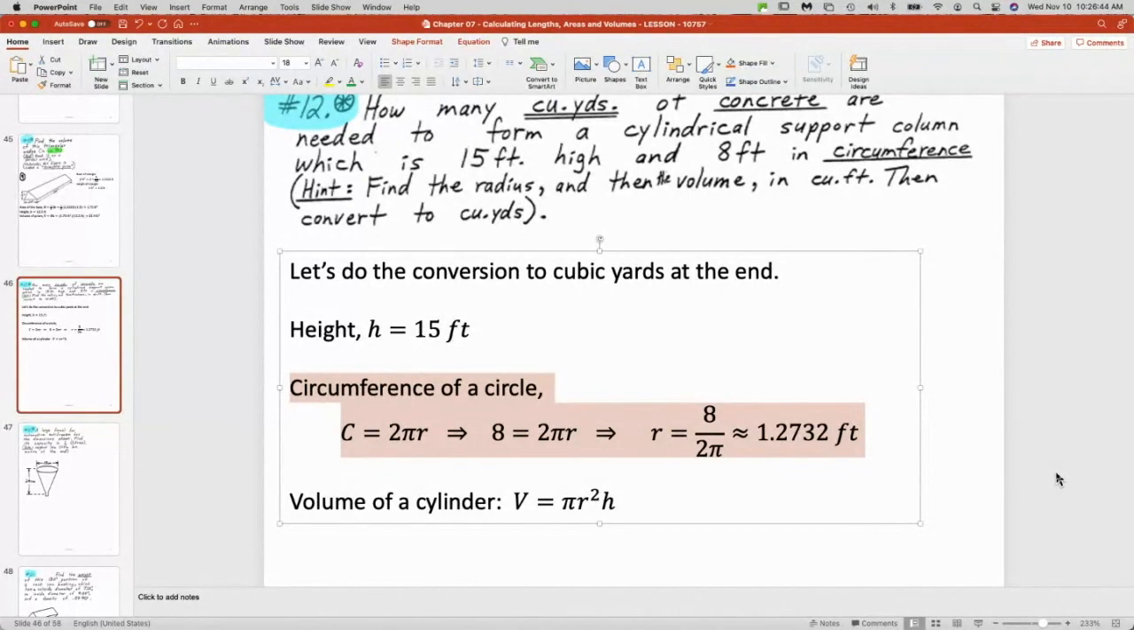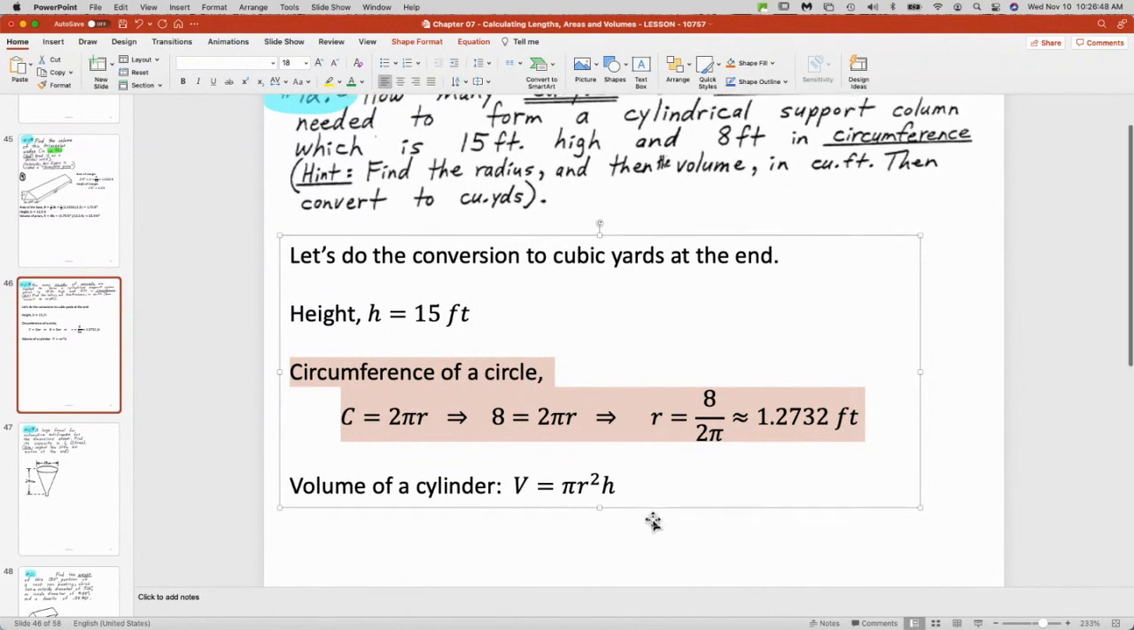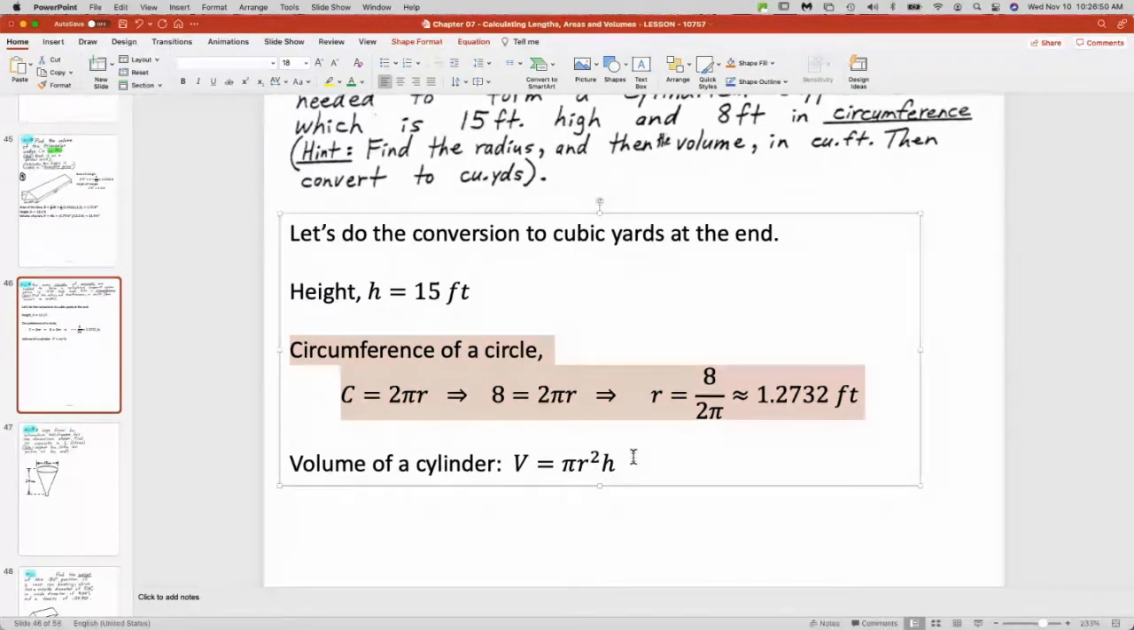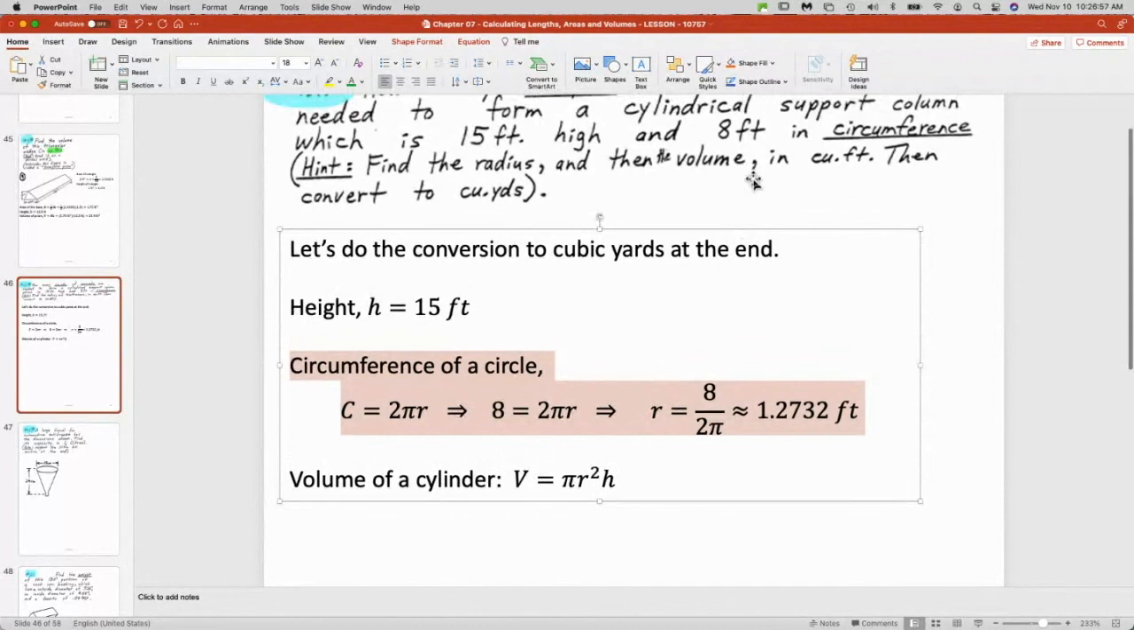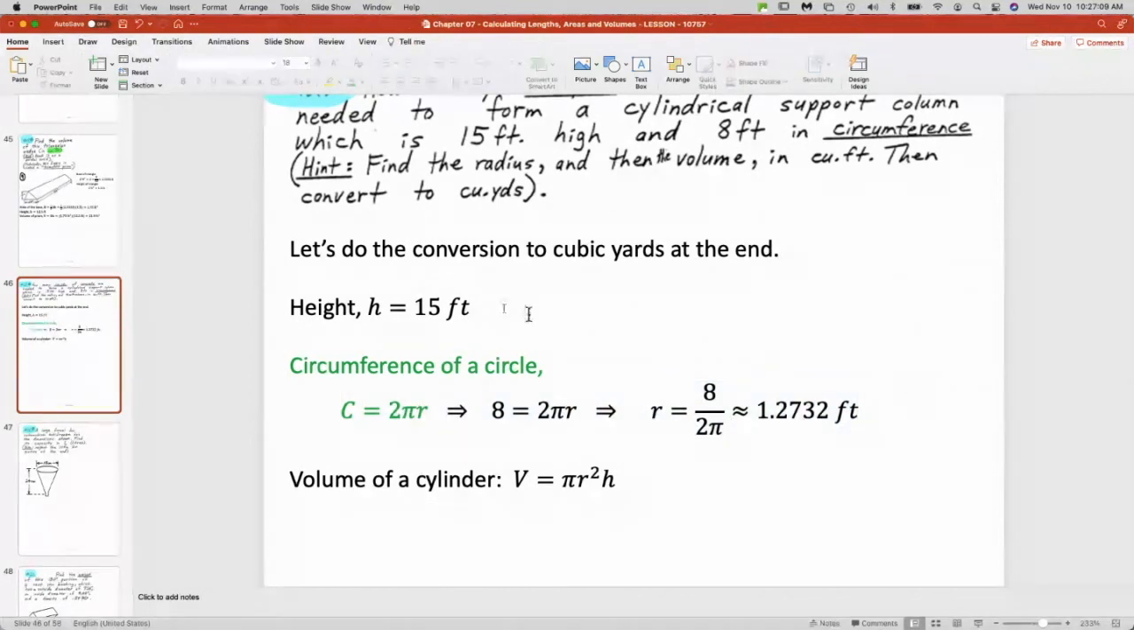Okay. So in the formula for the volume, we need the radius and the height. However, the question doesn't give us the radius. It gives us the circumference. So the circumference of a circle is a formula that we did last time, and it's 2 pi r. So that's straight from the notes.